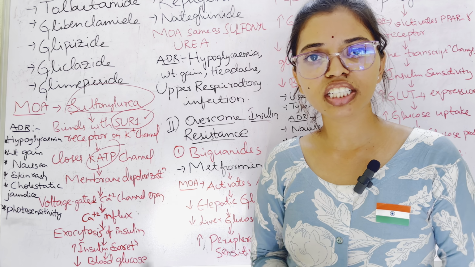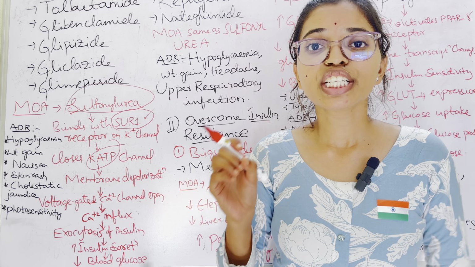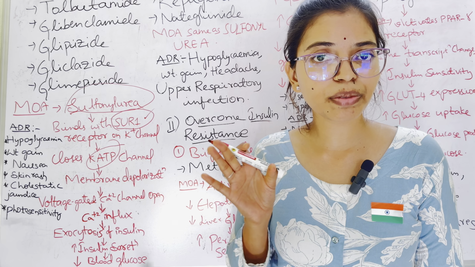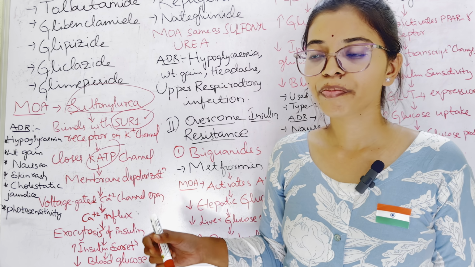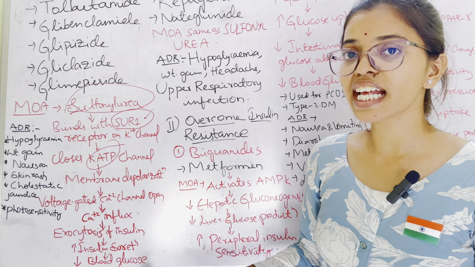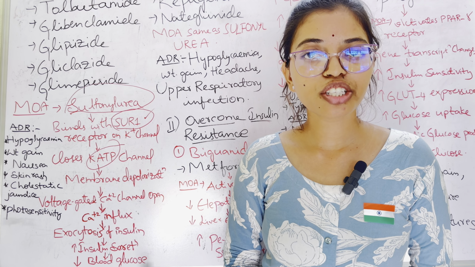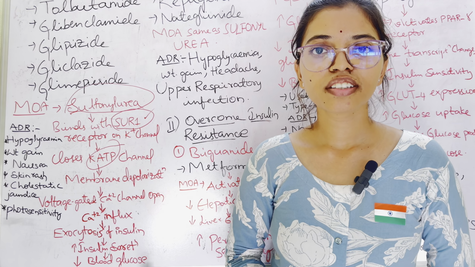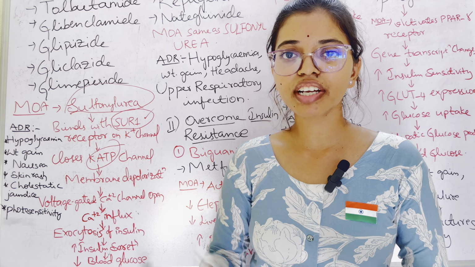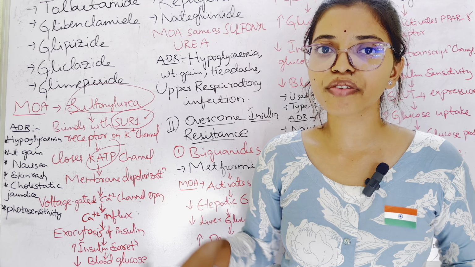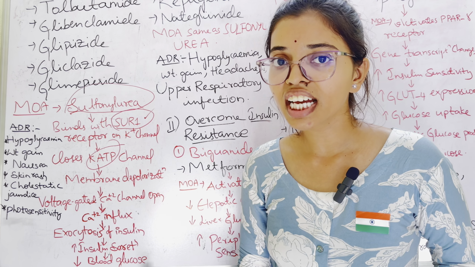When it binds with the insulin receptor, it stimulates the receptor, and this results in the implantation of the glucose transporter on the cell membrane of the target cell. When the glucose transporter is implanted on the cell membrane of the target cell, now the glucose easily enters into this target cell.